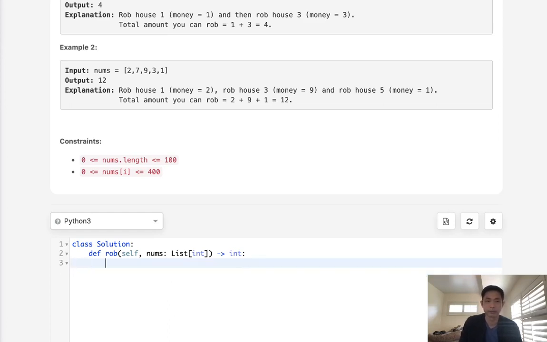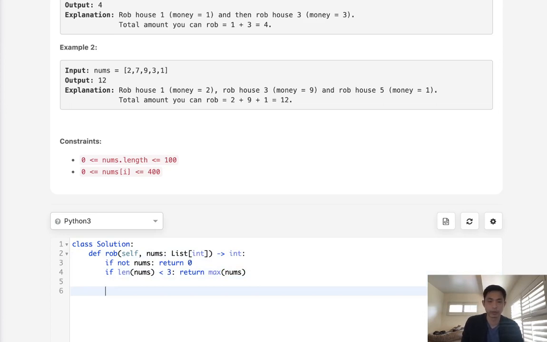All right, so let's start with thinking about some edge cases here. Since this is a DP problem, we have to have some sort of base amounts. If we only had 1 house or 2 houses or 0 houses, the answer is pretty simple. If not nums, then we just return 0 since there are no houses. And if the length of nums is less than 3, then we want to return the max of either 1 or 2 houses, so just return the max of nums. And that would be our edge cases here.